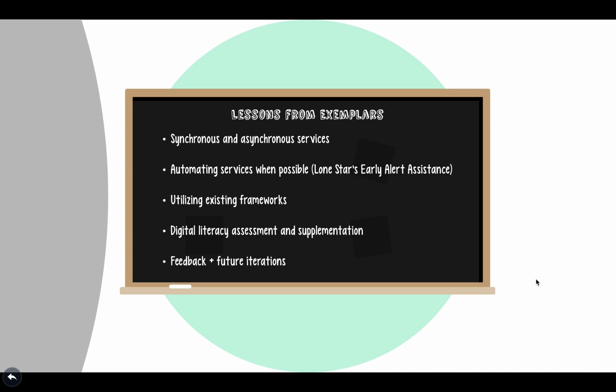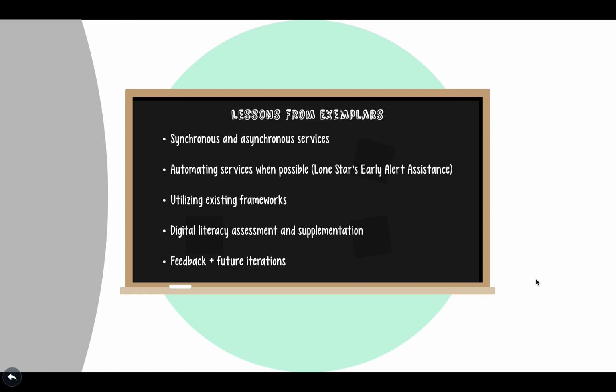This includes automating services when possible, like Lone Star's early alert assistance. These exemplars also show how real frameworks, like the Inclusive Student Services Framework, can be applied at the institutional level. Not only are these frameworks functional enough to be applied at the institutional level, but in the case of Rio Salado, they are functional enough to make an institution an exemplar.